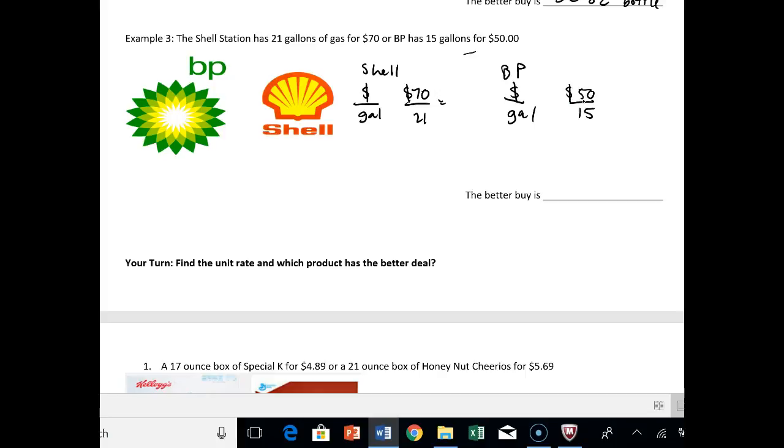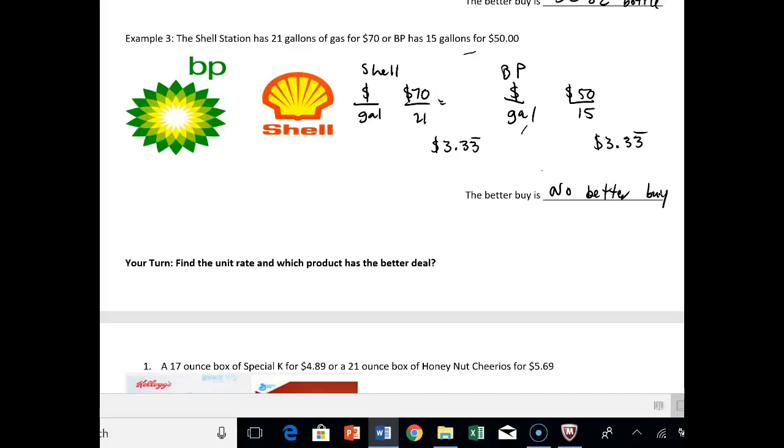So 70 divided by 21 gives us $3.33 repeated. And then 50 divided by 15 gives us $3.33 repeated. So actually, there is no better buy here. No better buy. It doesn't matter which one you go to, they're actually selling you the same gasoline per price. And a lot of times gas stations do this. They might be like a penny off, but oftentimes they're selling the same product, gasoline, for the same price.